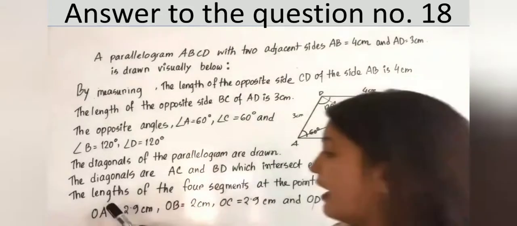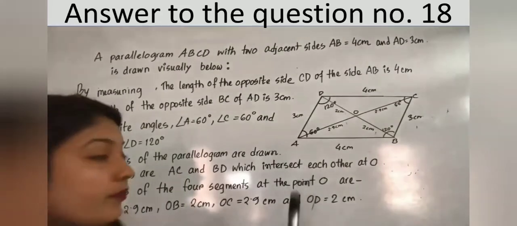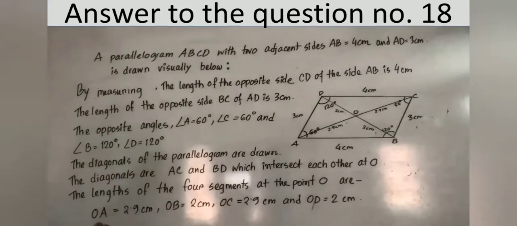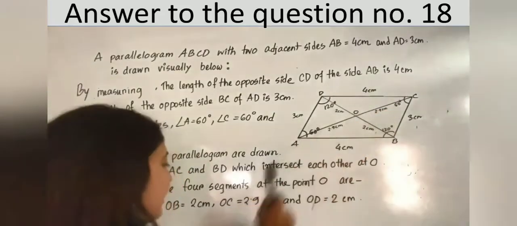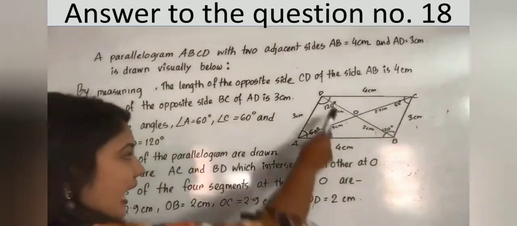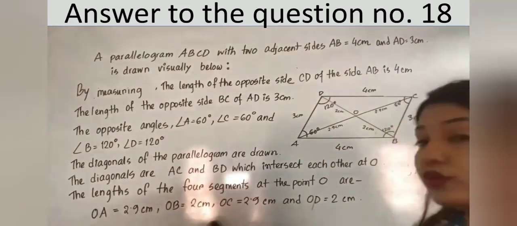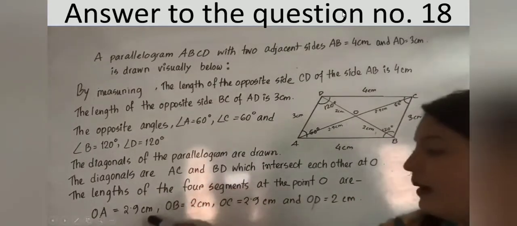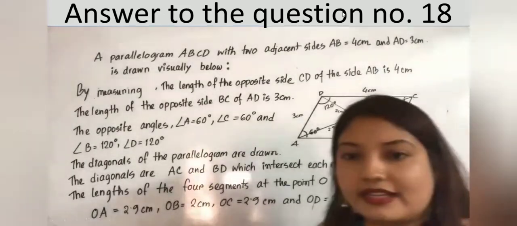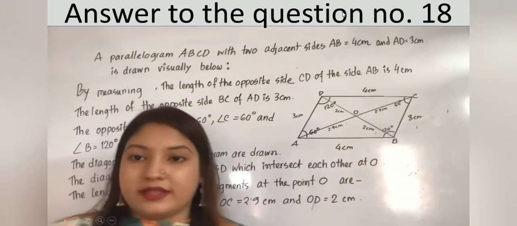And now we have written the length of the four segments at the point O. See, I have got OA as 2.9 centimeter, OB as 2 centimeter, OC as 2.9 centimeter, OD as 2 centimeter. So dear students, these are the values which I get. So by measuring with the scale, whatever you are getting, you will write those values. I think you understand this math properly. Okay students, so now I am moving to the next math.